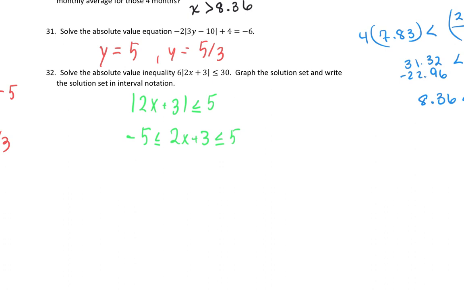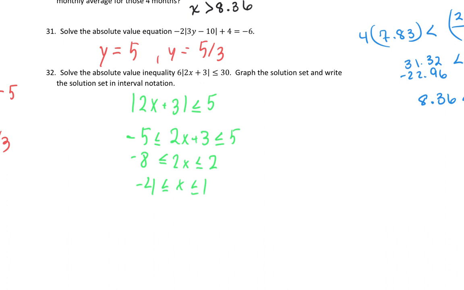And from here, we can subtract 3 from both sides. We get -8 is less than or equal to 2x, which is less than or equal to 2. Then we divide everything by 2. Minus 4 is less than or equal to x, which is less than or equal to 1. And if we want to, we can check this. We can take any of these, minus 4, 1, anything in between, and plug into the original one, and it should work out, right?